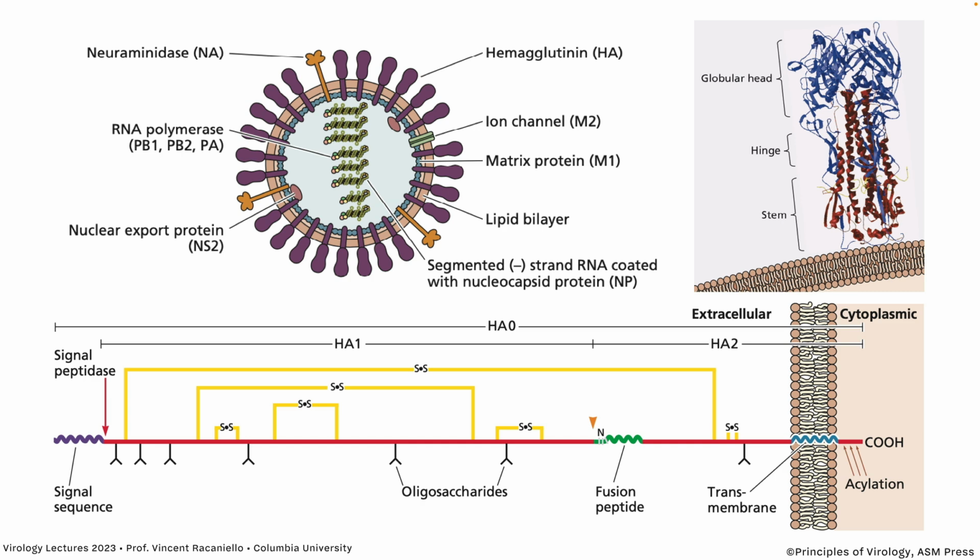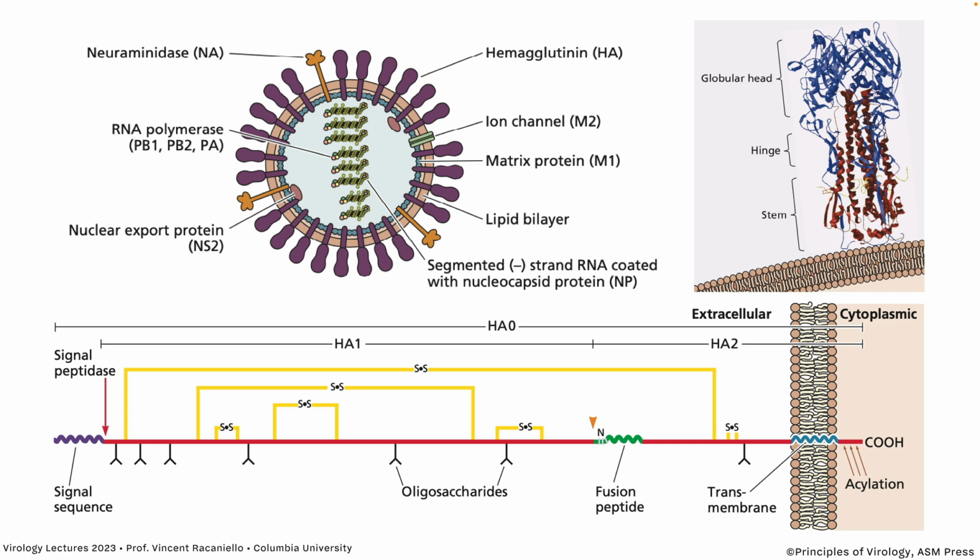On the bottom is a line diagram of the hemagglutinin. And it's inserted into the plasma membrane. Well, this would be the viral membrane, let's say. There's the carboxy terminus here, would be in the interior of the particle. And then the red part is the extra viral part of the HA.